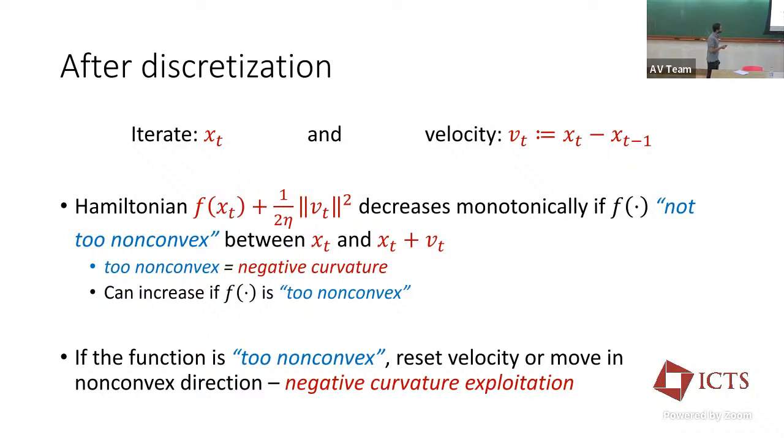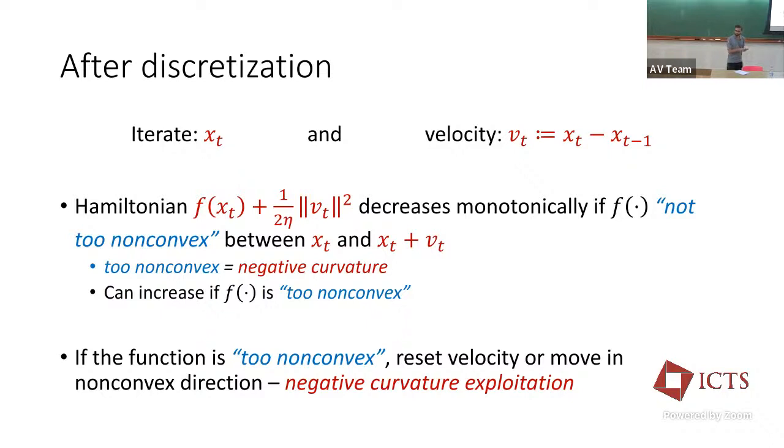What we mean by too non-convex is that if we look at the function on the line joining xt and xt plus vt, then there is a large negative curvature on the line joining xt and xt plus vt. If that is not the case, if the function is not too non-convex, then the Hamiltonian decreases monotonically. And if it is too non-convex, meaning that there is a large negative curvature between xt and xt plus vt, it turns out that the discretization can actually increase the total Hamiltonian here.